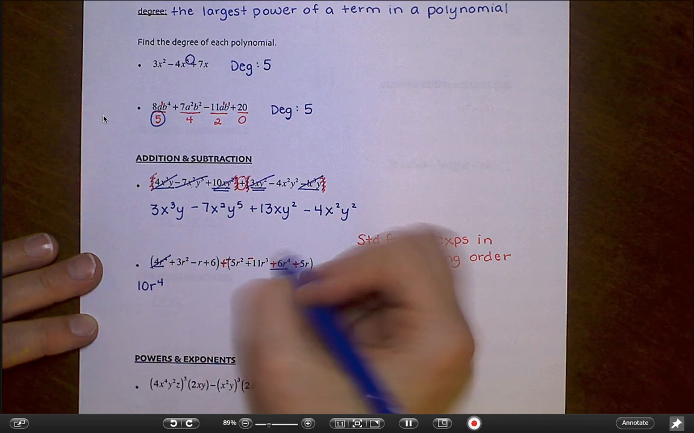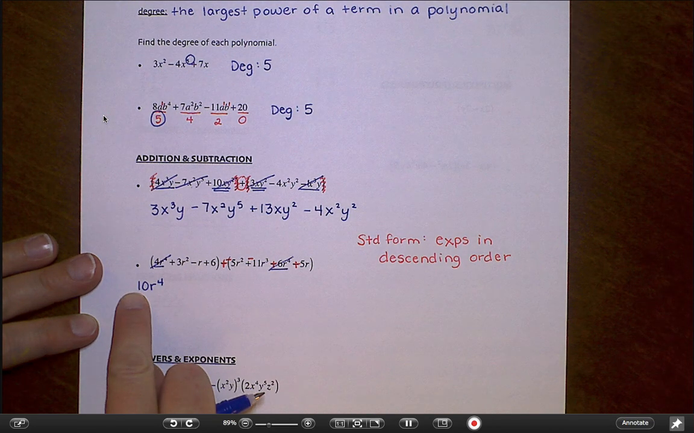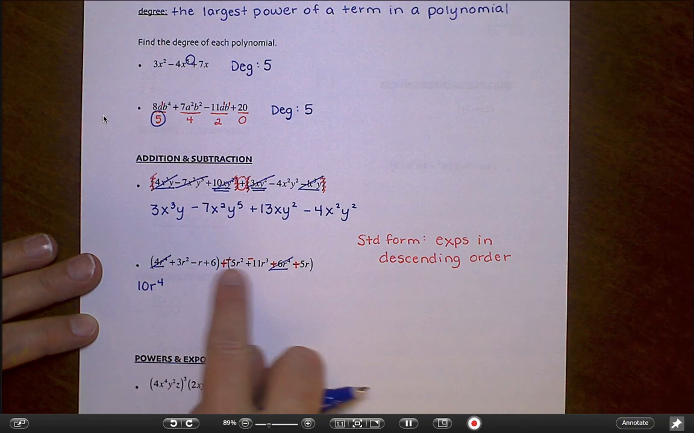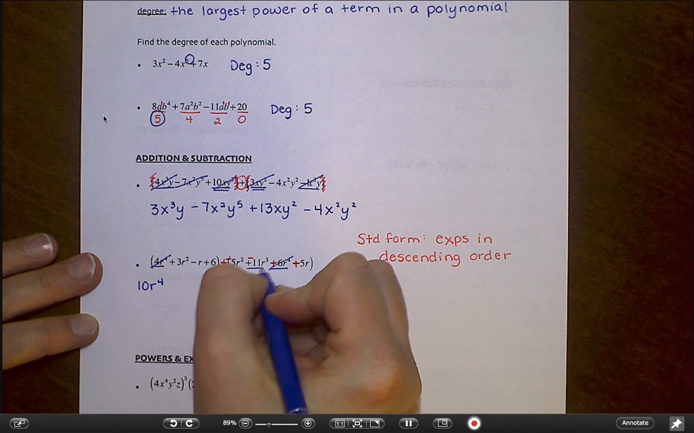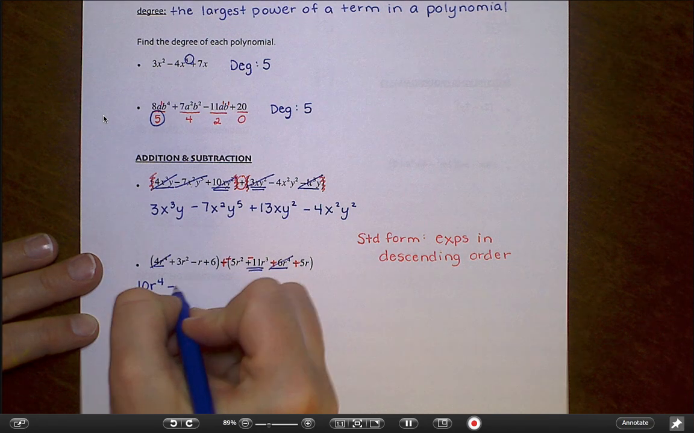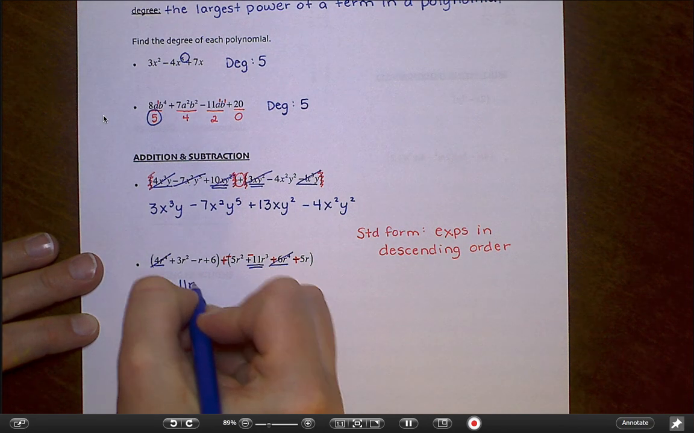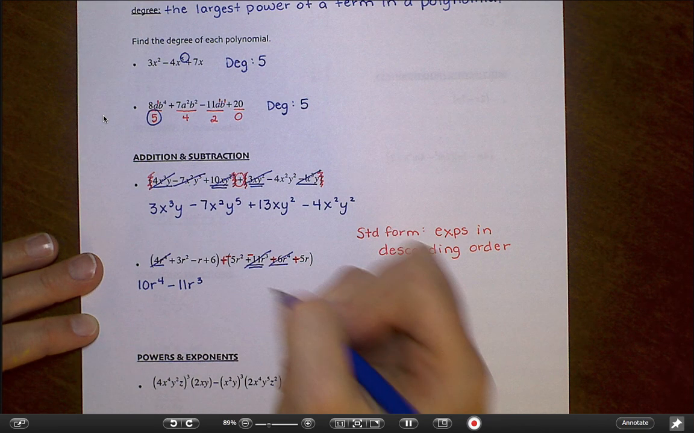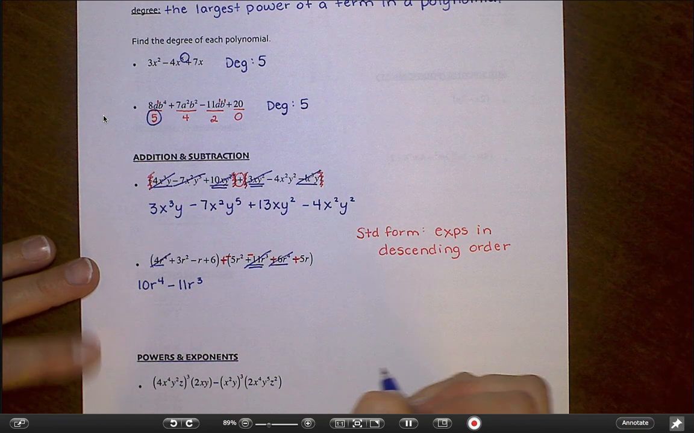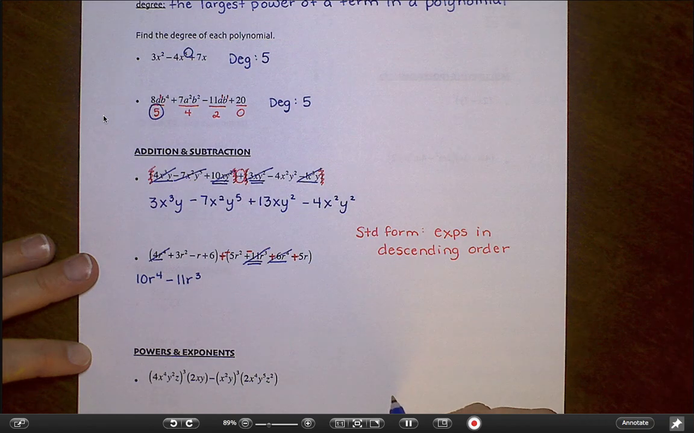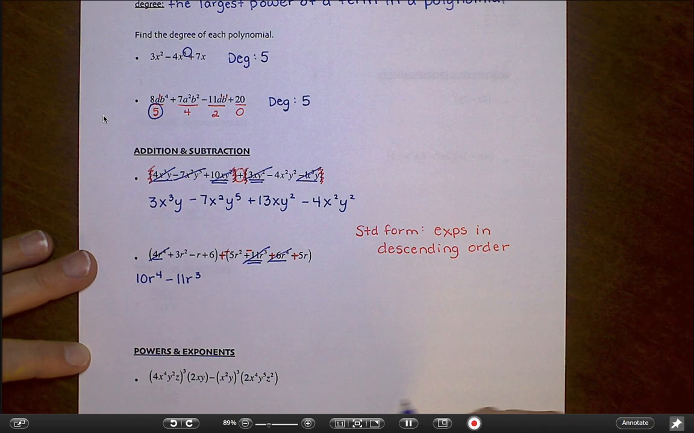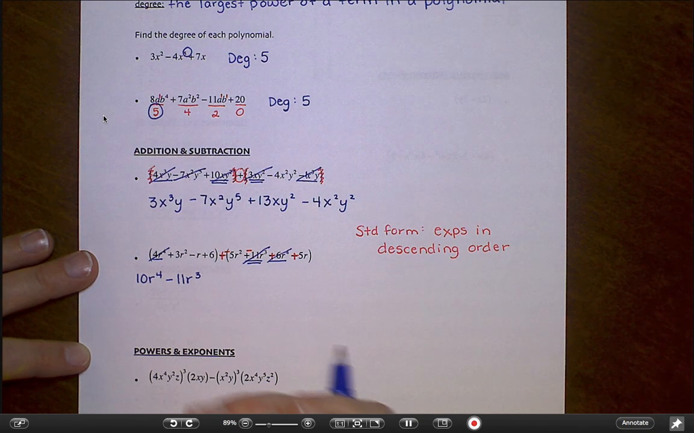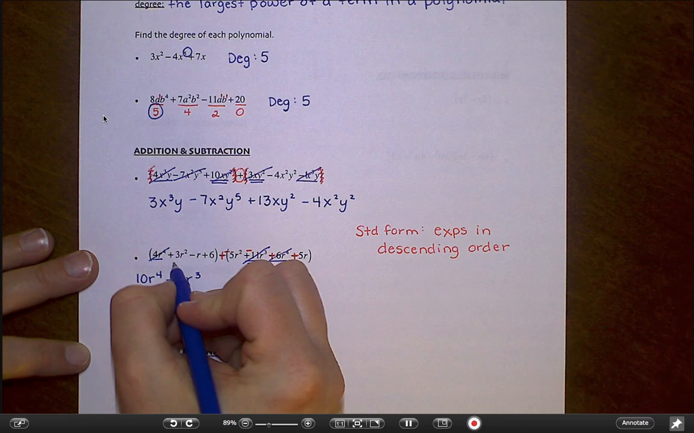Notice I didn't change the r to the fourth. I only changed how many of them I have. Now let's look for an r cubed. The only r cubed I have is this one, and that's a negative 11r cubed. Okay, these problems are tedious, but you've just got to be really, really methodical about them. You've got to be really careful not to mix up your negatives, to make sure you do your adding and subtracting correctly. Lots of little mistakes happen with these. Most people get them conceptually, but lots of little stuff happening.